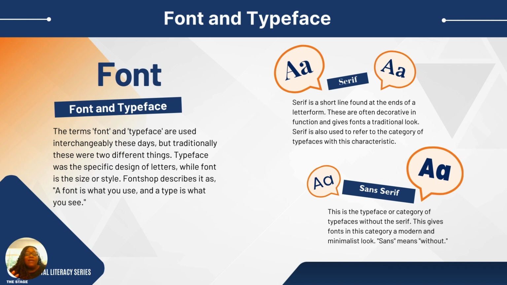So choosing the right typeface and font involves several considerations. Firstly, you want to think about the purpose of your design. Is it formal? Is it casual? Is it playful? Next, you want to think about your audience. Who will be reading your text? Will these be children? Will these be teens? Will these be, you know, elder individuals? Will these people have visual impairments? Those things of that nature. You want to think about who will be reading the text.